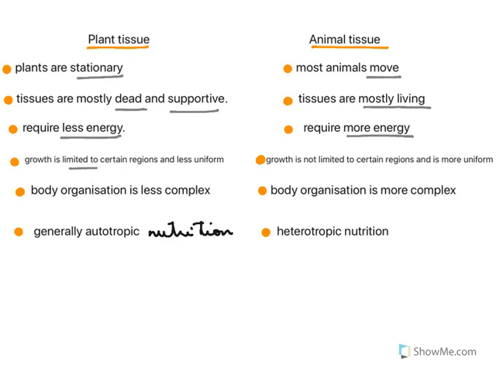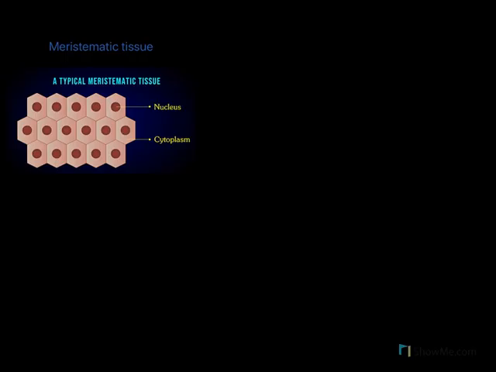The growth is limited to certain regions and less uniform in plants, while in animals the growth is not limited to certain regions. It is general growth and more uniform. In plants, the body organization is less complex, not so complicated as in animals, but in animals, the body organization or the body structure is more complex. Plants are autotrophic, they prepare their own food, and animals are heterotrophic, they're unable to prepare their own food. Then we go ahead and learn the different kinds of plant tissue.